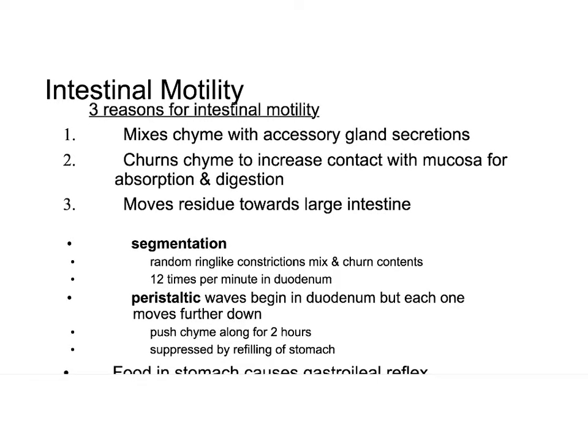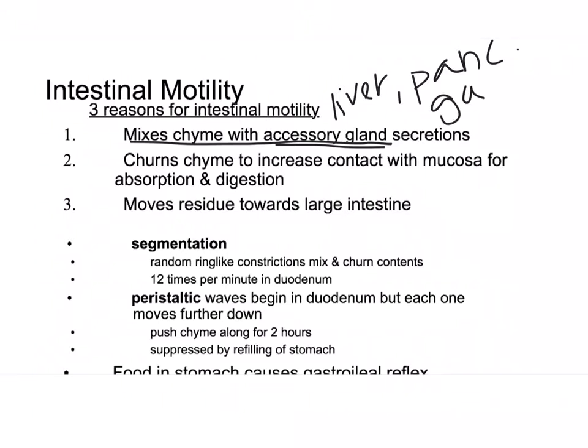So the intestines, there are 3 reasons why the intestines have to move. One is it's got to mix the chyme with the stuff that's coming from the liver, the pancreas, and the gallbladder. So the chyme has to mix with them. It also is going to churn the chyme, so it's going to spin it around so it actually contacts the mucosa. When it contacts it, that's where a lot of digestion occurs and where absorption occurs.